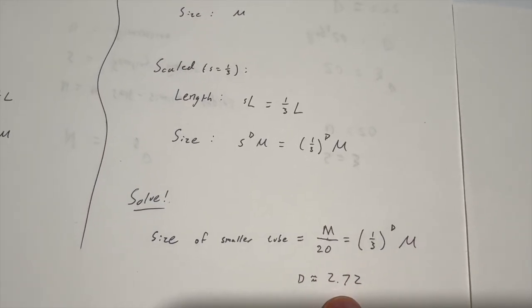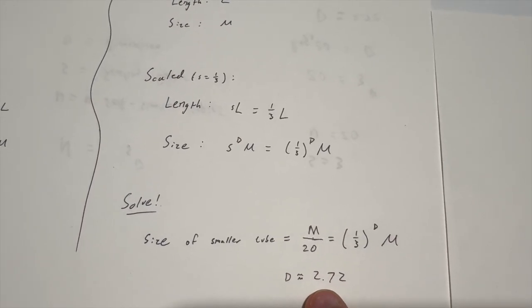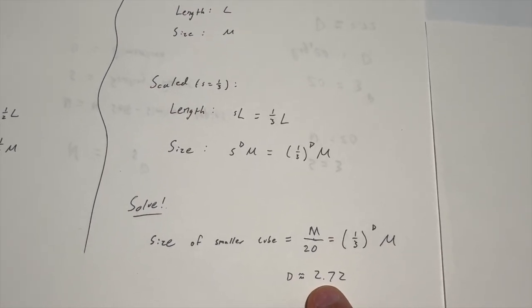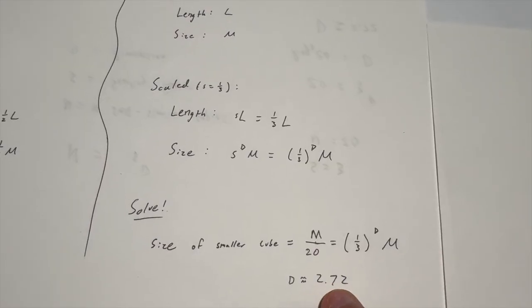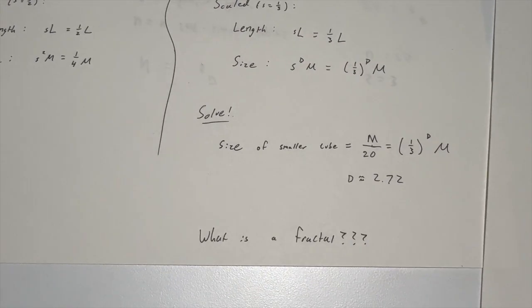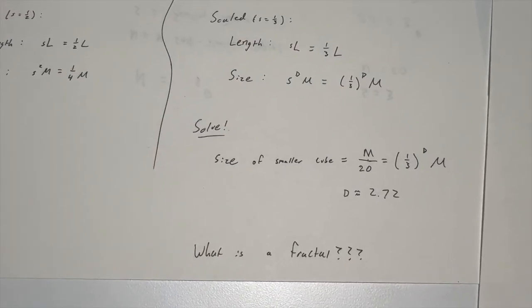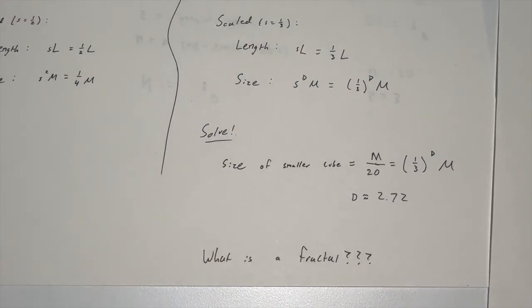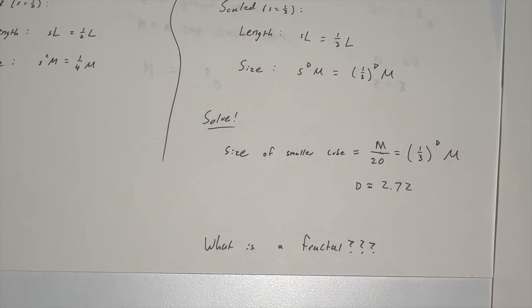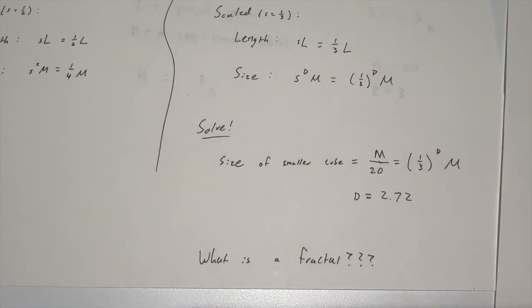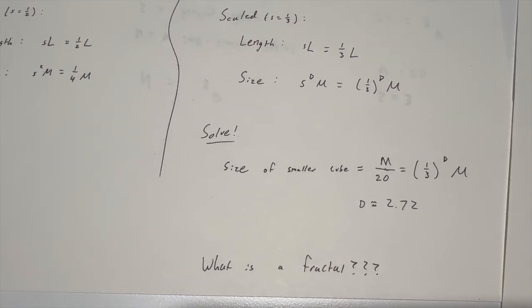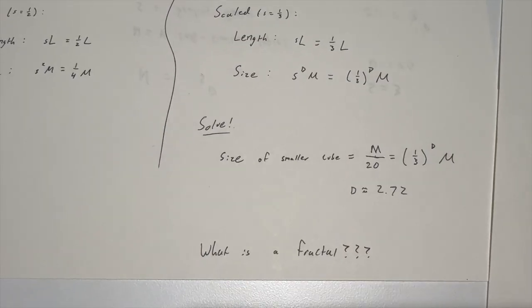Now we can solve with some logarithms and algebra and find out that the Menger sponge lives in 2.72 dimensions. What does that mean? And what is a fractal? Well, one way that we can think of a fractal is as an object that has a dimension that is non-integer. So a line has 1 dimension, a square has 2 dimensions. The Menger sponge has 2.72 dimensions. 2.72 is not an integer, so the Menger sponge is a fractal. And a cube has 3 dimensions.